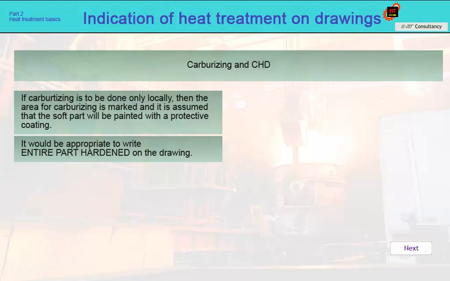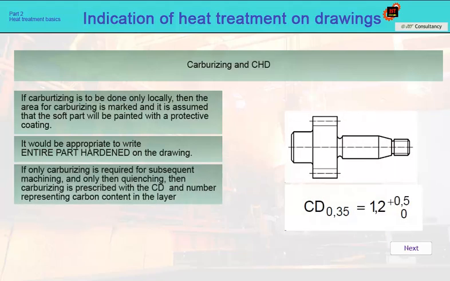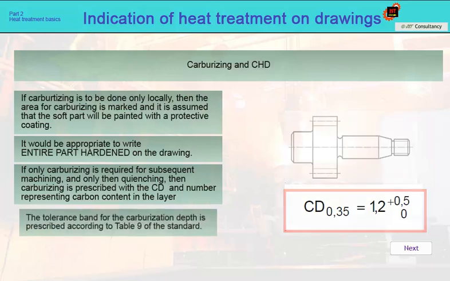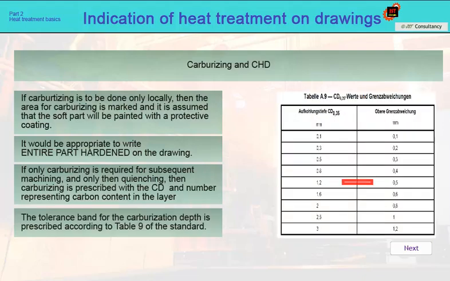If only carburizing is required for subsequent machining, and only after that quenching, then carburizing is prescribed with the CD symbol with a description. The added value of 0.35 means that the carbon concentration at the limit depth will still be 0.35%. The tolerance band of the limit values is prescribed according to Table 9 of the standard. In our case, for the carburizing requirement of 1.2 millimeters, the tolerance will be plus 0.5 millimeter.